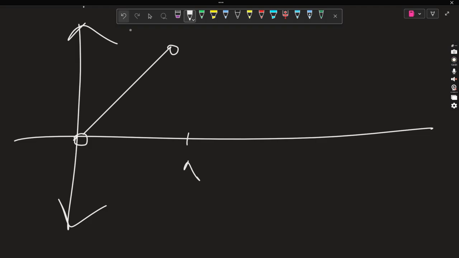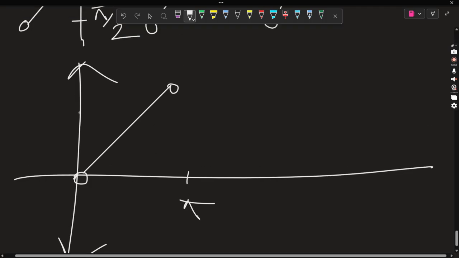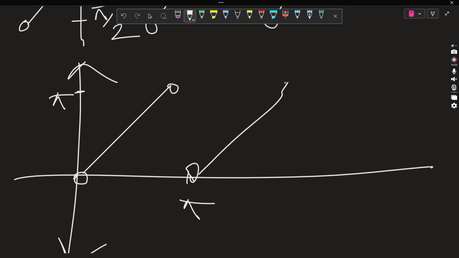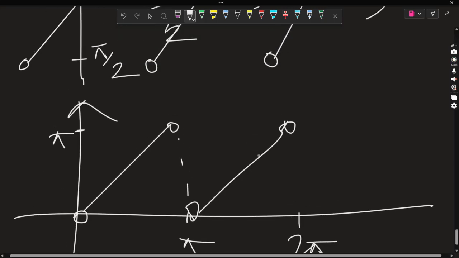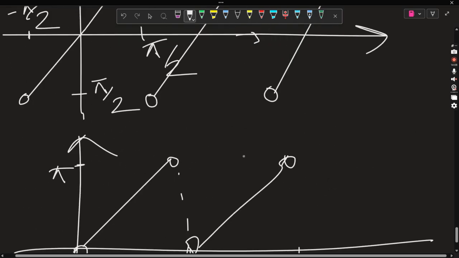So this is the graph and the value will be pi. Then again 0 to pi, pi to 2 pi and so on. So you just need to repeat it. So this was the entire graph.